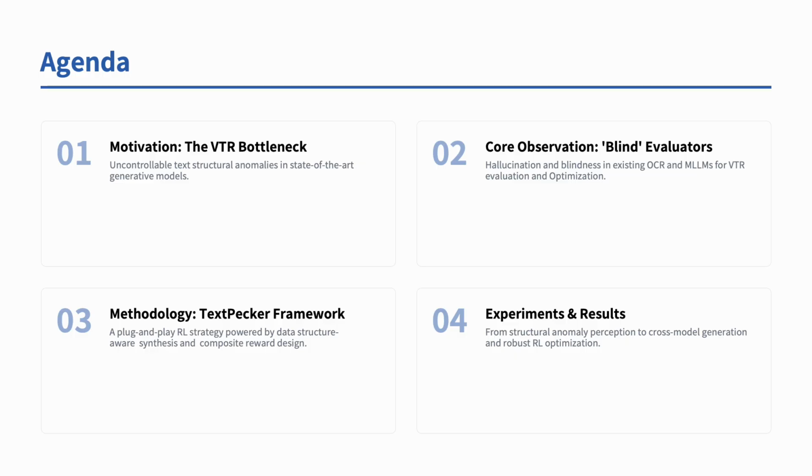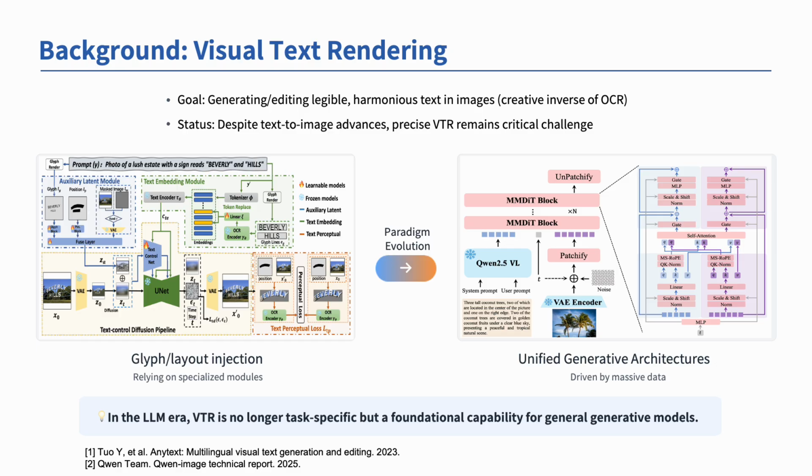Here is our brief roadmap. I'll take you from the core bottleneck in current text rendering to our TextPecker framework and finally show you our results. Let's start with visual text rendering. It has evolved. It's no longer just a niche glyph injection task. In the LLM era, it is a foundational capability for unified generative architectures.